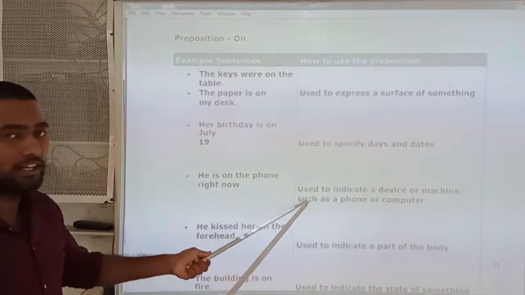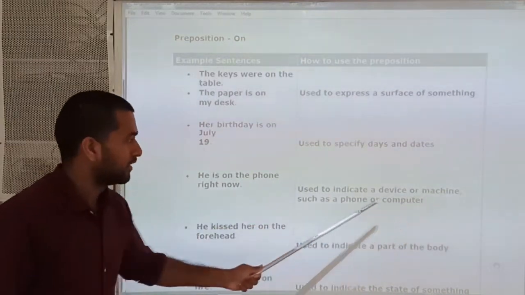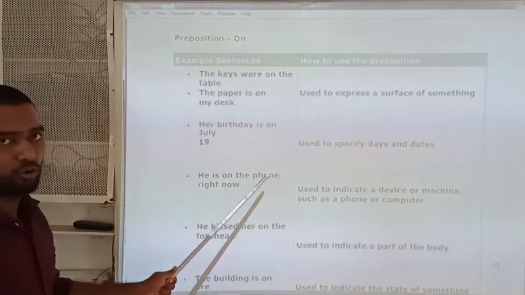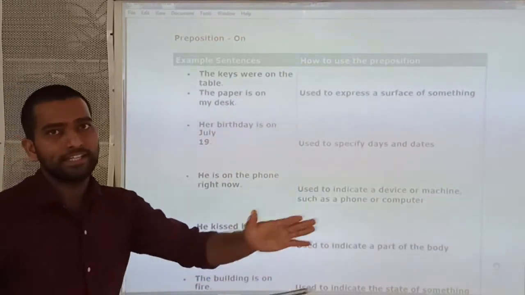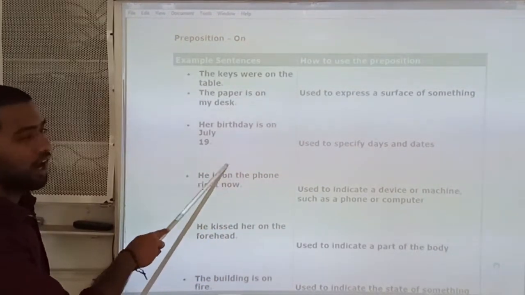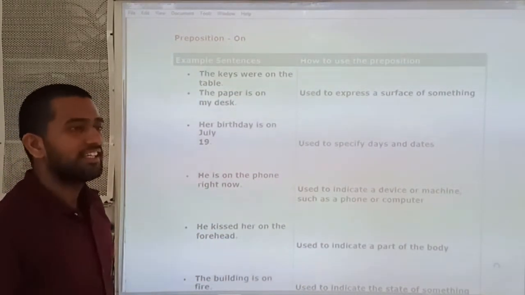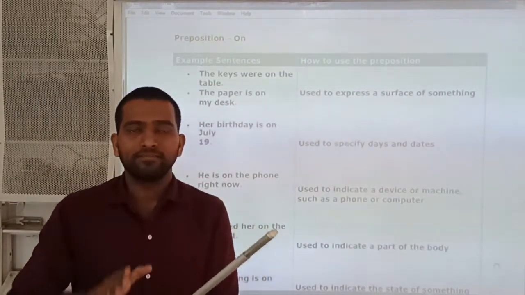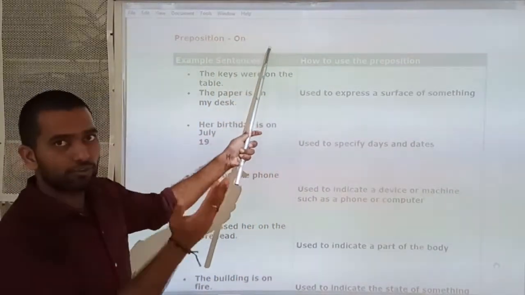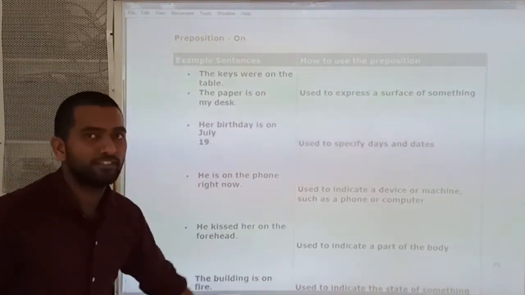Okay. Next, third one, it is used to indicate a device or machine, such as a phone or computer. Look at these examples. He is on the phone right now. When we are indicating any machine or any gadget, electronic device, we use the preposition on before the machine or electronic device. One more example I can say here, I am working on computer. See, computer is a device and we use preposition on before the device. So remember this point.